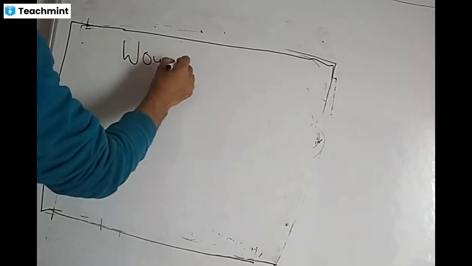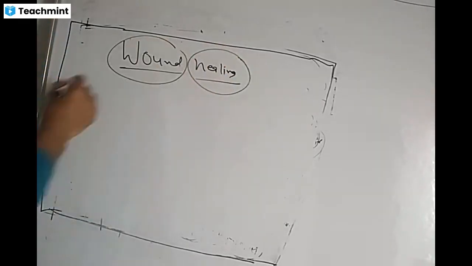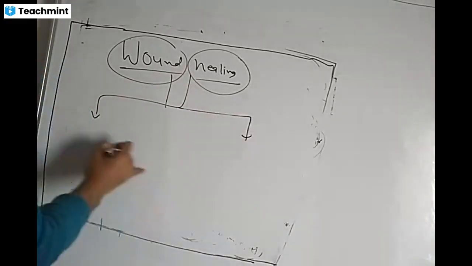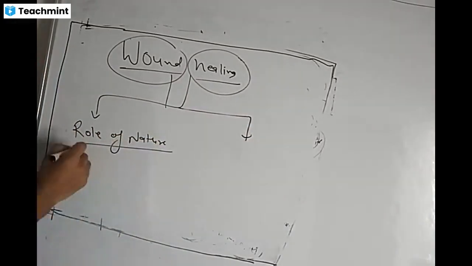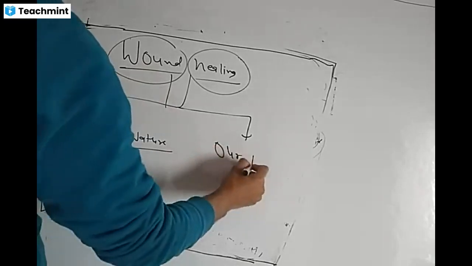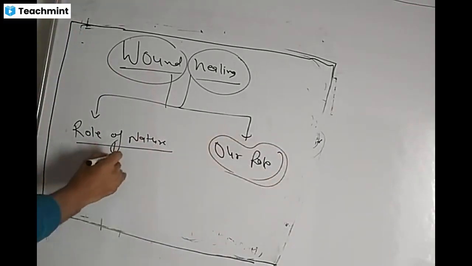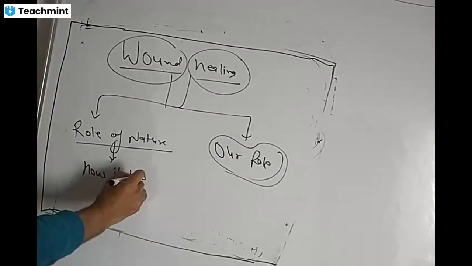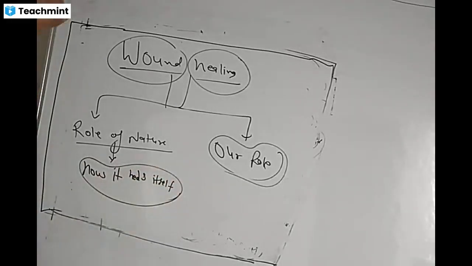So today's topic is about wound healing. In wound healing, there are two aspects. One is the role of nature, and the second aspect is our role as a doctor. The role of nature tells us how a wound heals itself, how a wound heals naturally.